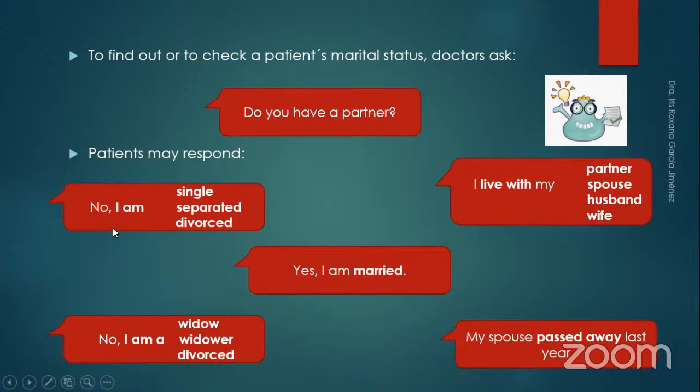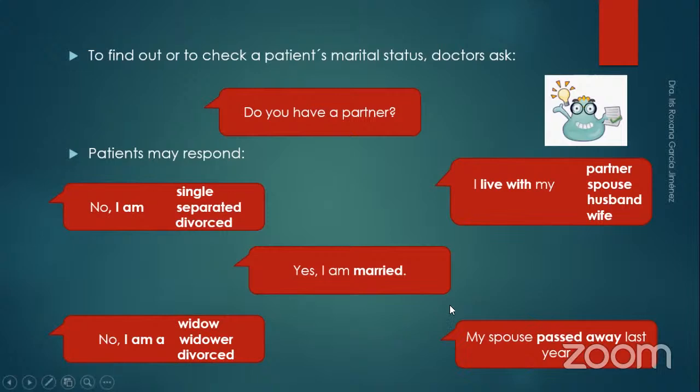About the negatives. No, I'm single. I'm separated. I'm divorced. Valid. No, I'm a widow. I'm a widower. I'm divorced. Okay. Yes, I'm married. Okay. Or they can say, I live with my partner, spouse, husband, or wife.